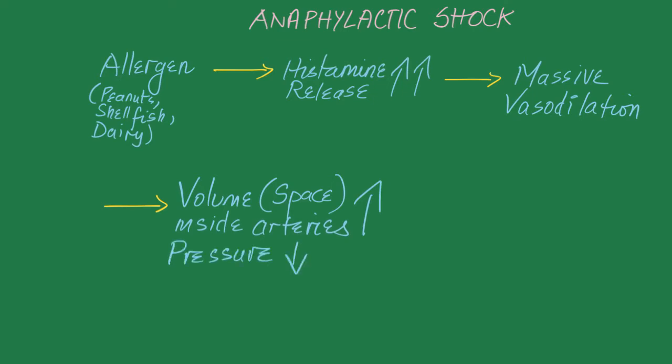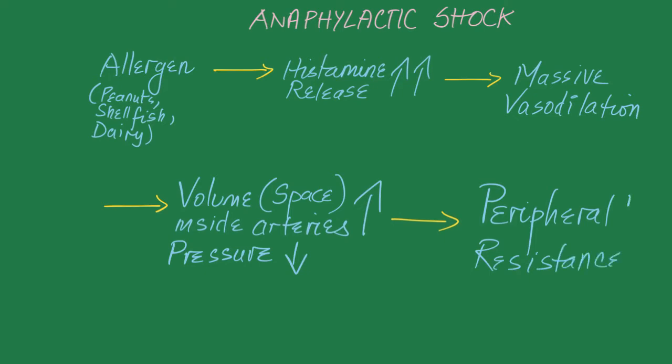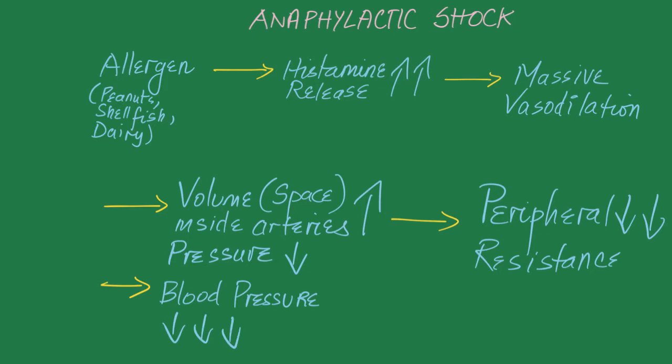So the pressure inside the arteries decreases. As a result, because all these arteries have lowered pressure, peripheral resistance goes down significantly. We call this peripheral resistance because these are the arteries and arterioles that are peripheral to the heart. So the peripheral resistance goes down. Whenever peripheral resistance goes down, blood pressure always goes down. So there is a huge drop in blood pressure.